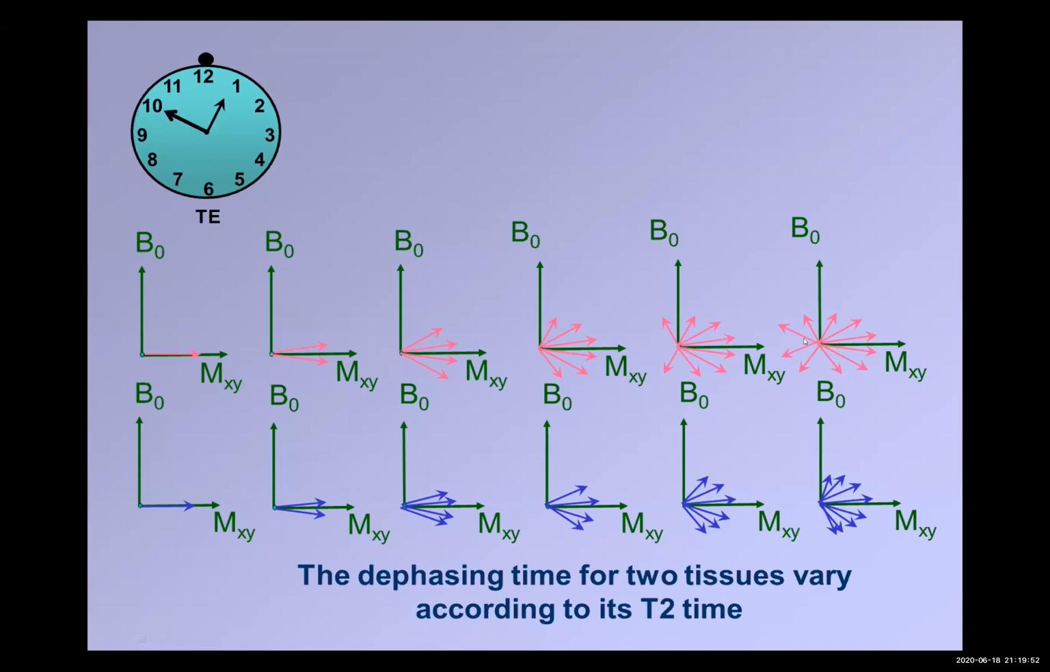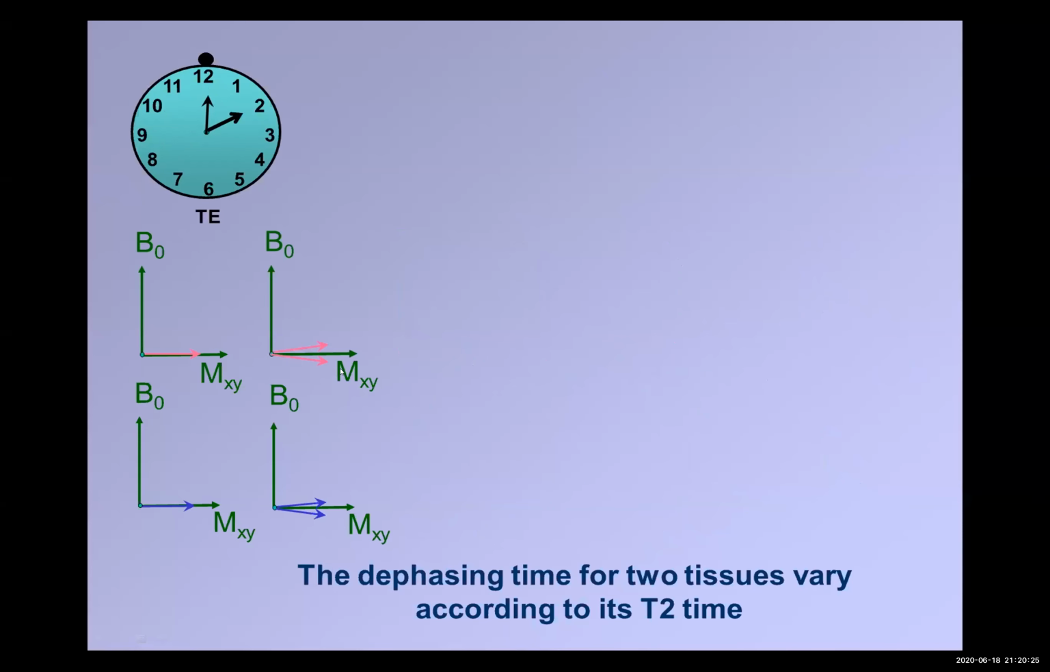For example, at this point, I can see that tissue is completely canceled because every proton is canceled by the opposite proton, compared to the other one, which still has some component. As a result, that will show black in the image, and this will show gray. If I have another tissue with a very short dephasing, it will show bright because it's still completely intact. So TE is the main key factor for T2 weighting in the image.